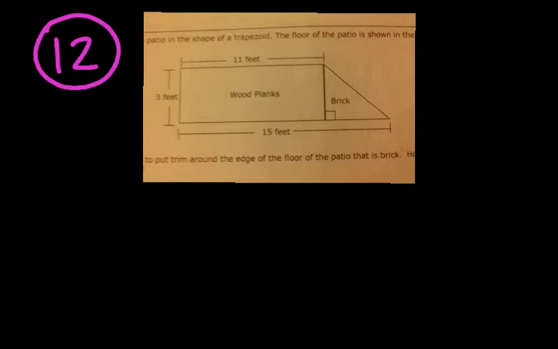Number 12 says, Martha has a patio in the shape of a trapezoid. The floor of the patio is shown in the sketch below. Martha wants to put trim around the edge of the floor of the patio that is brick. Make sure you highlight brick, underline brick, arrows to brick. How many feet of trim will she need? Okay, so we're looking for the brick, obviously.